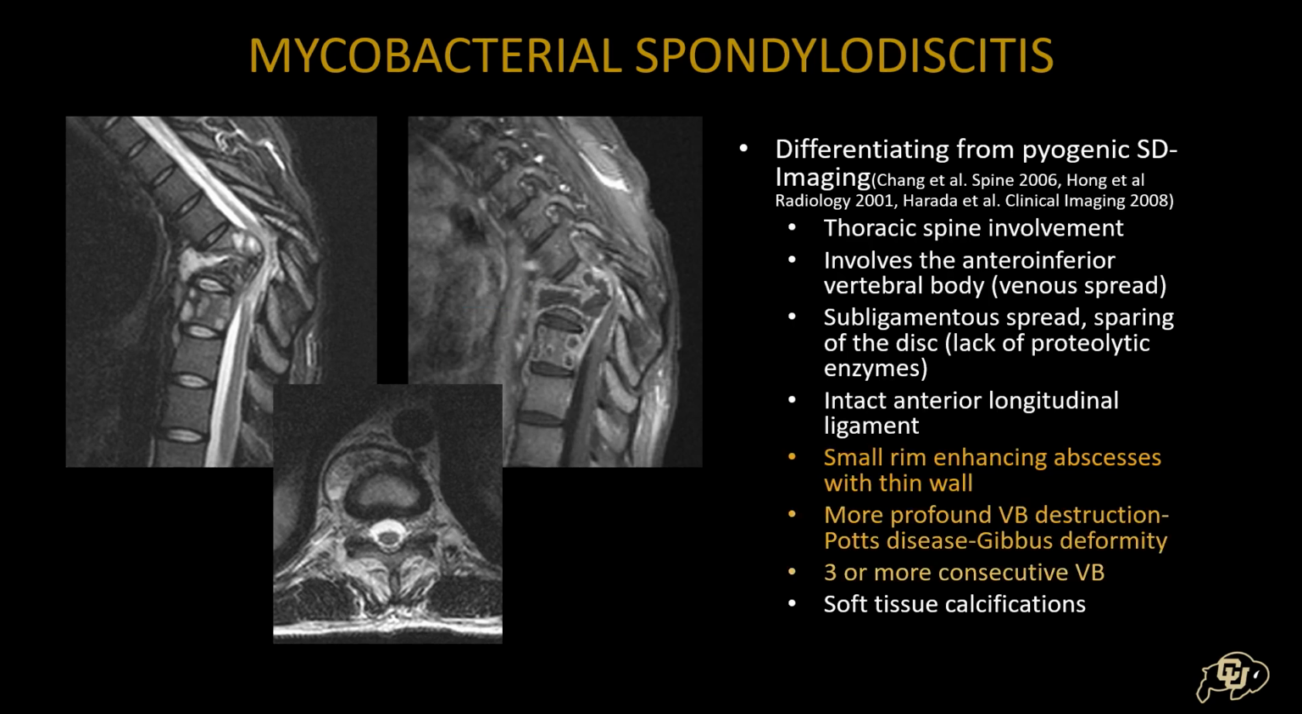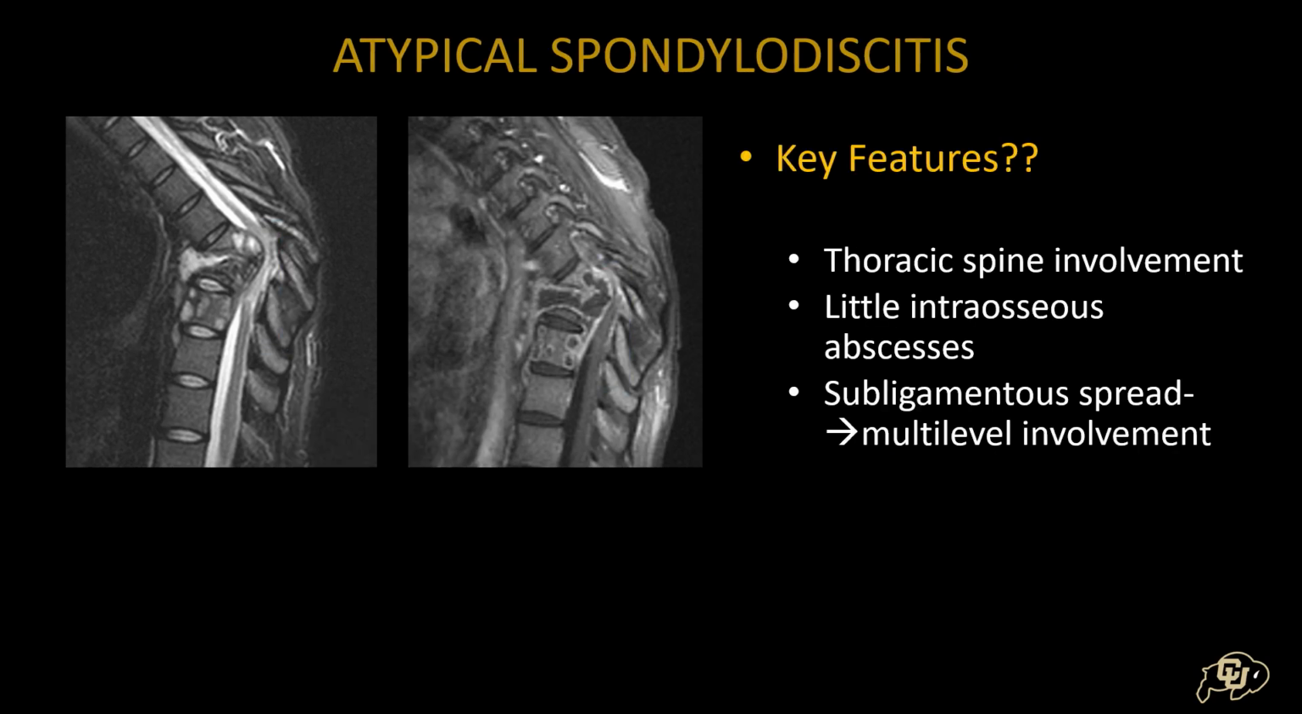And then, of course, because of the disc sparing, we get more than 3 consecutive levels. You are essentially never going to see that with Staph aureus, because if you have 3 levels involved, that patient's probably dead. Okay, so key features: thoracic spine involvement, little interosseous abscesses, and subligamentous spread.